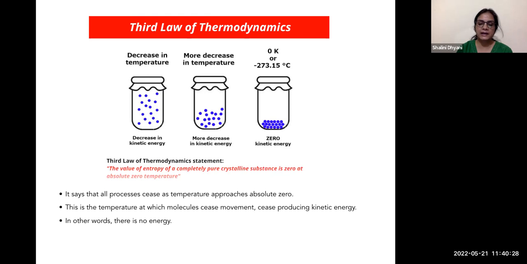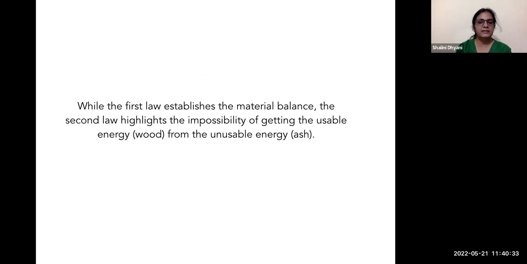So this also gives you some concluding remarks: while your first law establishes the material balance, where energy cannot be created or destroyed, it can only be transferred, the second law highlights the impossibility of getting usable energy from unusable energy.